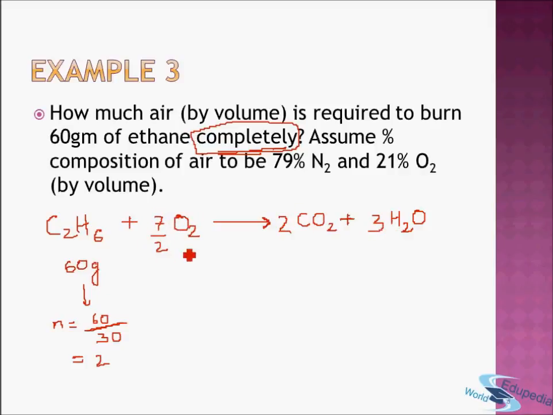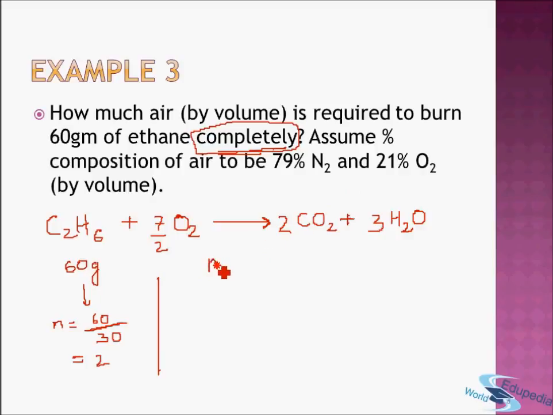You can leave the stoichiometric coefficient as 7 by 2 or convert it into a whole number. You can treat a chemical reaction as a mathematical equation, as we saw in our previous session. So we can multiply both sides with 2, which converts 7 by 2 into a whole number. Or you can just leave it at 7 by 2 and make your calculations. So what is to be done now?